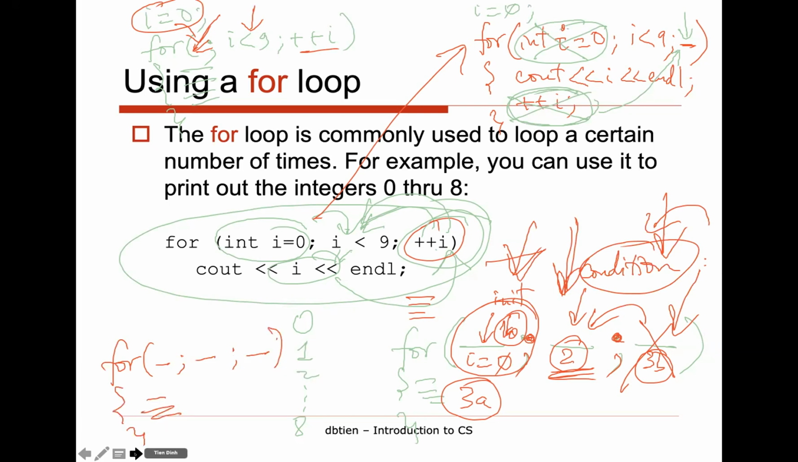the for loop. So the first one here is initialization. The second one is a condition. The third one here is something that will change the condition.